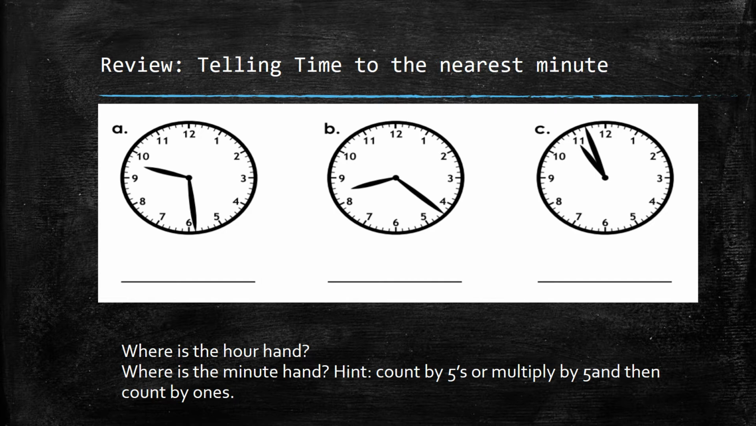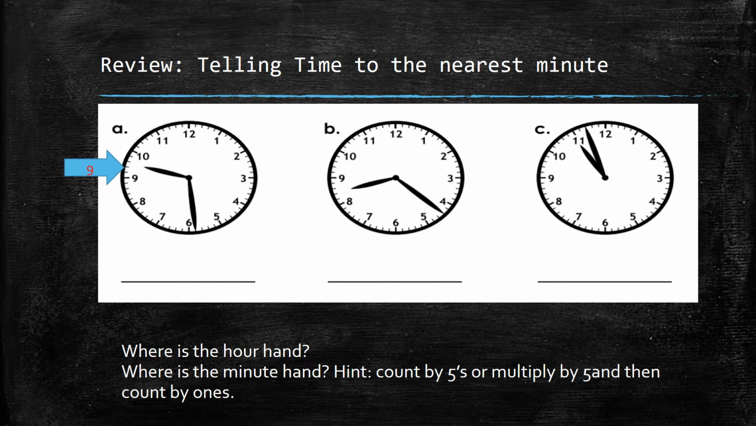So let's look at letter A. Look at that hour hand. The hour hand is the shorter one. It is between 9 and 10, which means it's not to the 10 yet. So it is 9 o'clock.